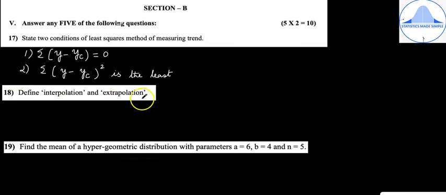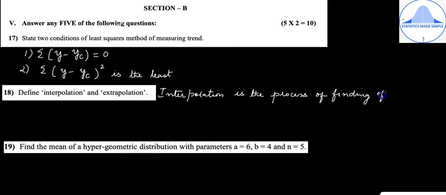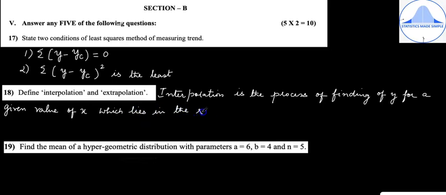18th question, define interpolation and extrapolation. So what is interpolation? It is the process of finding the value of y for a given value of x which lies in the range x0, xn.